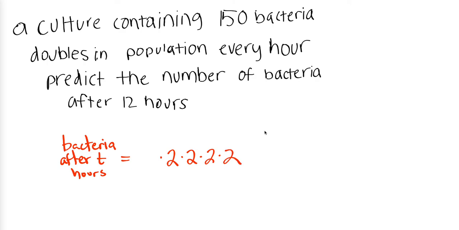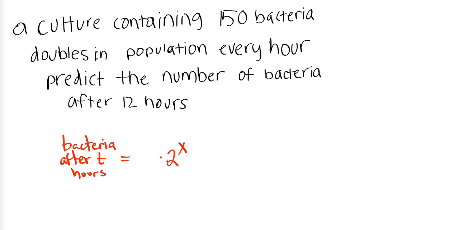Yep. So rather than us writing 2 times 2 times 2 times 2, we're going to write how many times we're going to double it as an exponent, like that. So if we double something twice, we would put 2 squared. If we double something once, 2 to the first. This power represents how many times you're doubling.